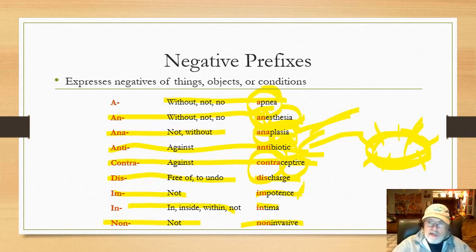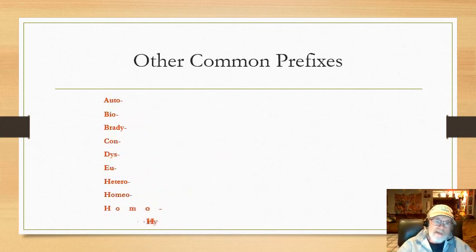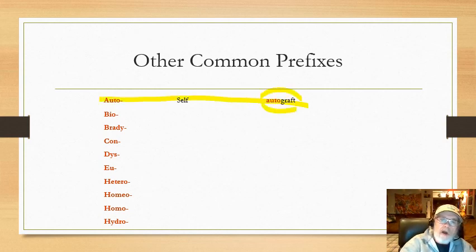So non means not. We have other common prefixes here, and we'll be done pretty soon. Auto means self. Autograft. Sometimes when people have a skin lesion and they need skin to cover that area, they get an autograft. They'll take some skin from one area of the body and put it in an area where they need that graft. That's called an autograft. There are different types of grafts. Other grafts that you get from other people never last. They're just a covering or dressing until the wound starts to heal from the inside out. So auto means self. Something that's autoimmune, you create an immune response against your own tissue.